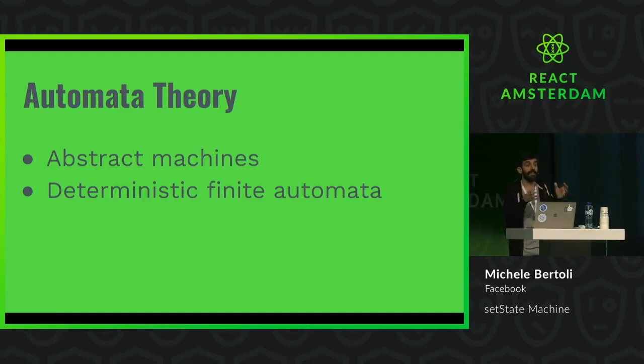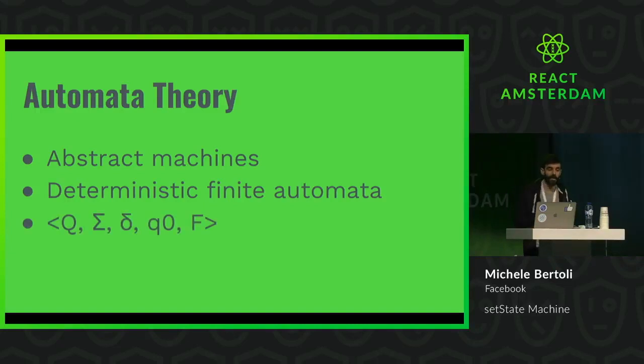It has one state at a time. So no more "is empty" and "is fetching" at the same time. And also, given the current state and an input, it is always going to give the next state, which is what we want to give to our users as well, hopefully. And the cool thing about state machines is you can define them using these 5 elements. So there is a pretty clean way to define a machine.